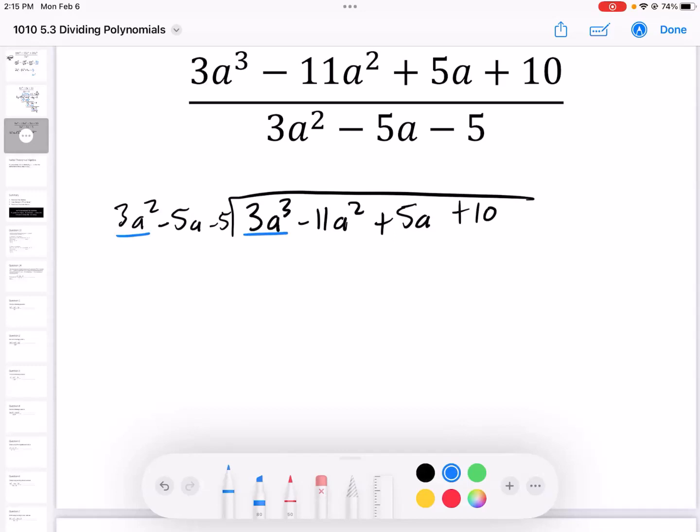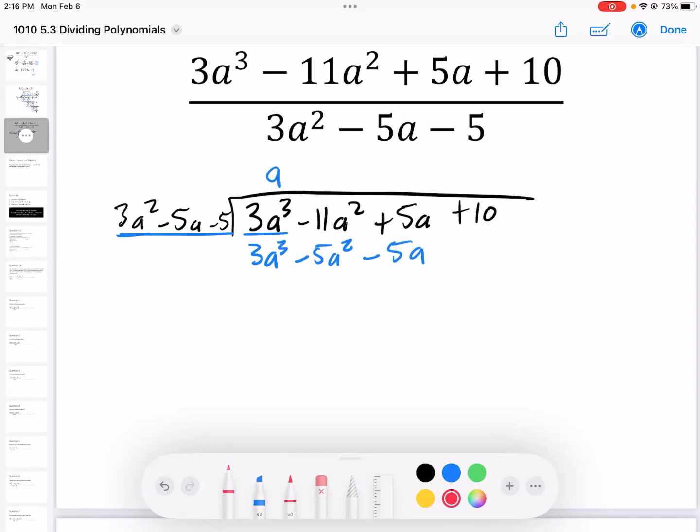If I do 3a cubed divided by 3a squared, what does that end up equaling? I think I heard someone say it. Yep, it would just be 1a because 3 divided by 3 is 1. A cubed divided by a squared is a. So that gives me a, and then I need to multiply a by everything that I'm dividing by. And so that gives me 3a cubed minus 5a squared minus 5a.